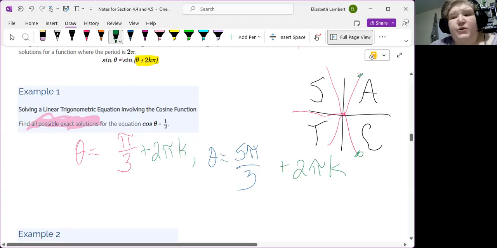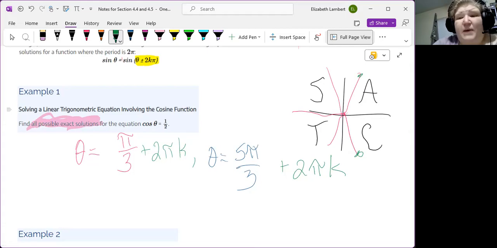Now, WebWork doesn't have a good way for you to type this in. So all WebWork would be looking for is, instead of all possible, they'll say, find all the solutions between 0 and 2 pi. And if they say 0 and 2 pi, that means you better type your answers in radians, not degrees. So here, they didn't actually tell us, but the 2 pi thing is a radian thing, we typically answer in radians, just because it's a unitless measure.